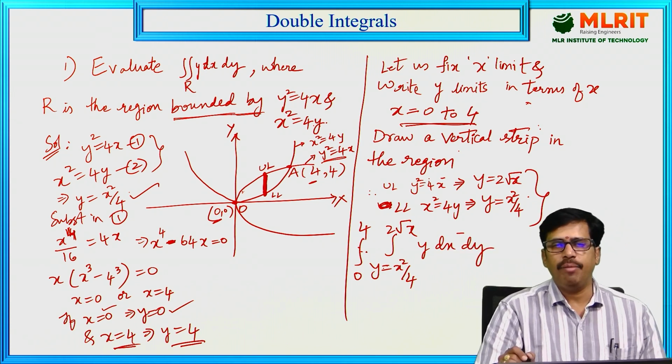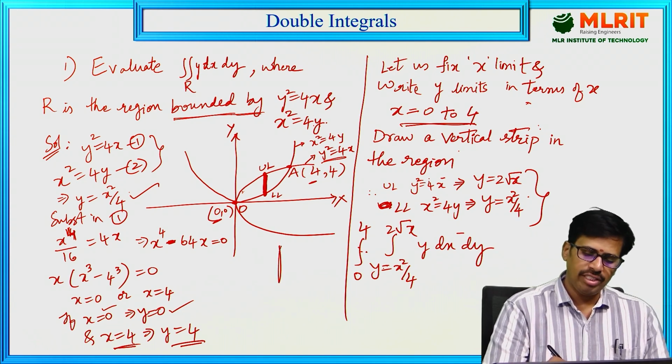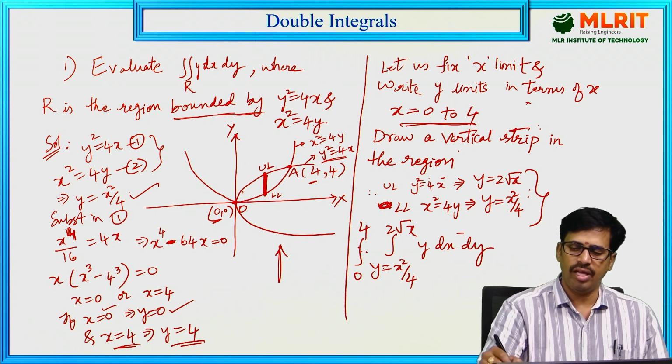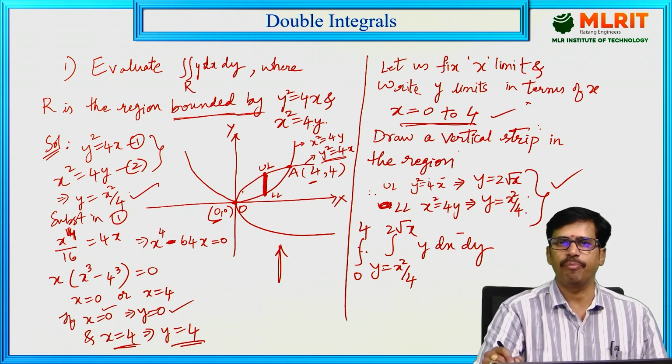So 80% of the problem is done. We have identified the region of integration in this graph and we have identified the limits for x and y.